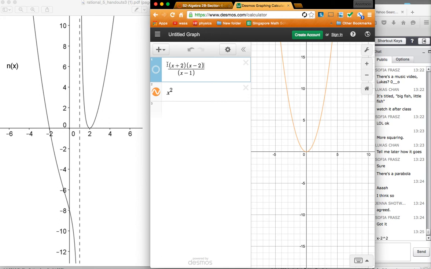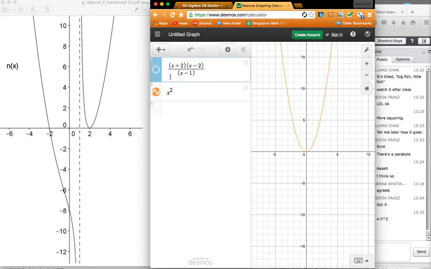Now, when I'm looking at this right here, exactly, very good, Sophia. But before I get to that, it looks to me like the degree of my numerator is 2, and the degree of my denominator is 1, and I wanted the degree of my numerator to be two factors bigger. So 2 minus 1 is just 1. The degree of the numerator should be cubed, not just squared.